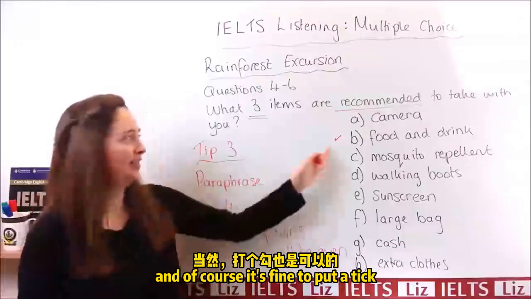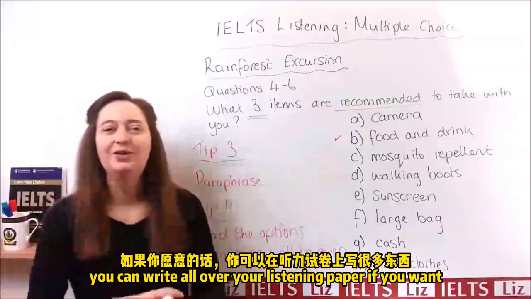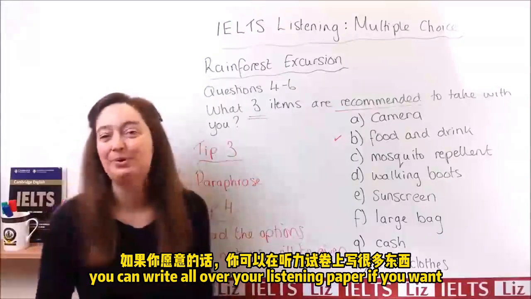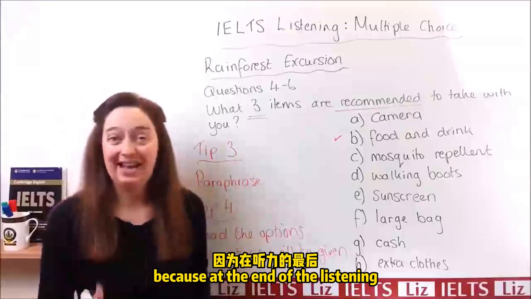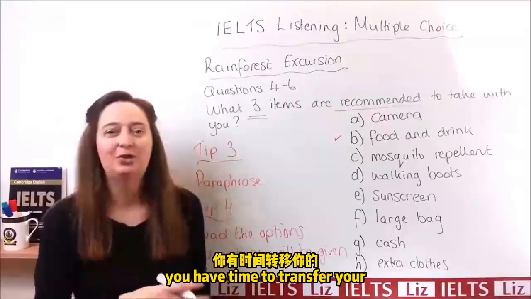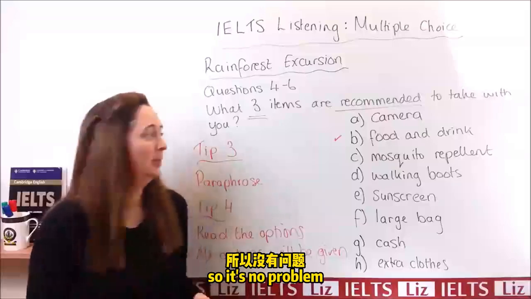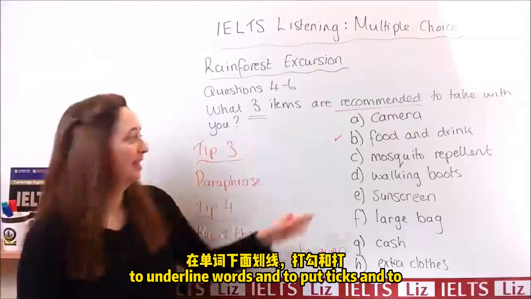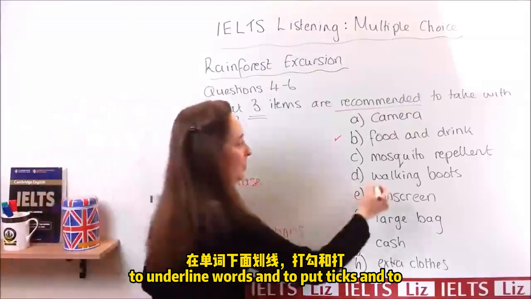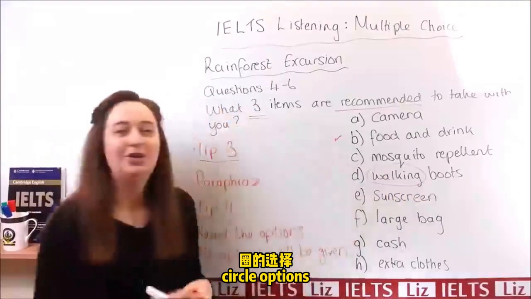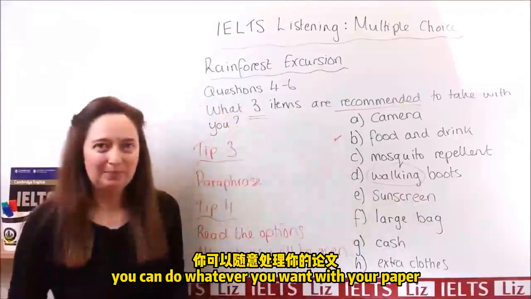And of course, it's fine to put a tick. You can write all over your listening paper if you want, because at the end of the listening, you have time to transfer your answers to the answer sheet. So it's no problem to underline words and to put ticks and to circle options. You can do whatever you want with your paper.